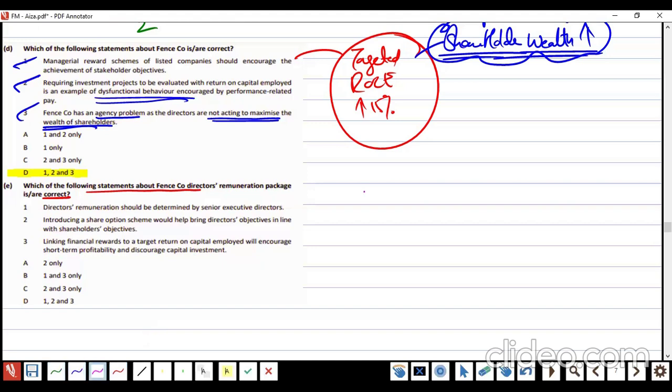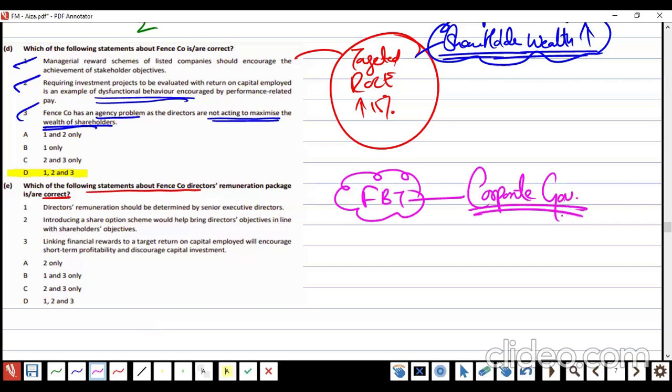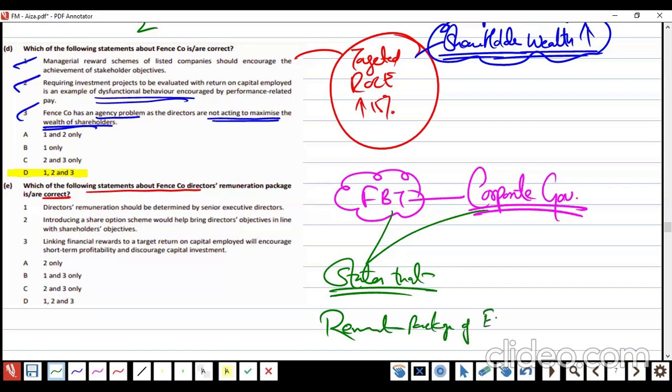Let's go to FBT. Remember, this was your very first paper when you joined ACCA? In there was something called corporate governance. Remember? Corporate governance states that the remuneration package of executive directors is supposed to be determined by NEDs. Remember NED? Non-executive directors. That's why one is wrong.